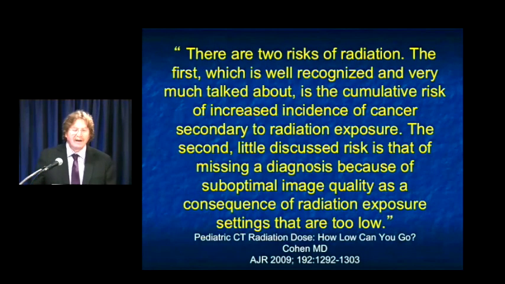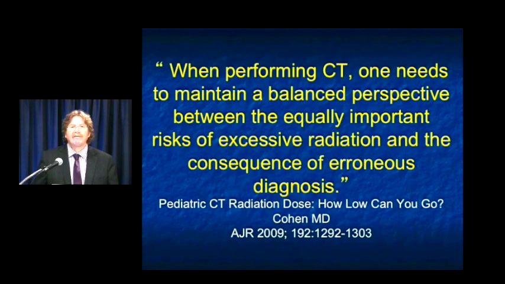Good article by Melvin Cohn, who's a pediatric radiologist, who said there are two risks for radiation. The first, which is well recognized and much talked about, is the risk of radiation exposure and the increased incidence of cancer. However, the second little discussed risk is missing a diagnosis because of suboptimal image quality as a consequence of radiation exposure that's too low. And he goes on to say when performing CT, one needs to maintain a balanced perspective between the equally important risks of radiation and the consequence of erroneous diagnosis. And that indeed is a good point.